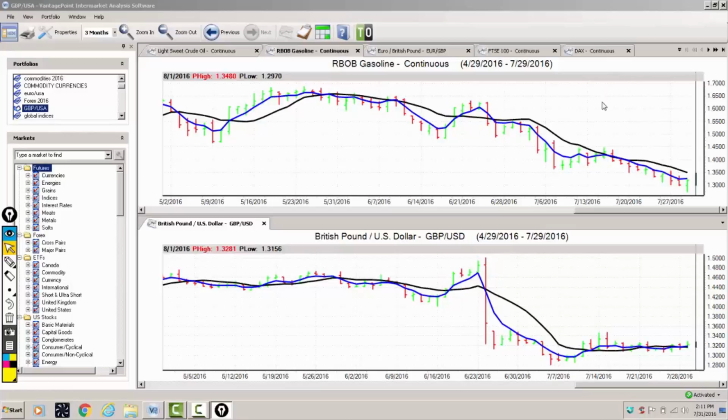Now, is the GDP number enough? Is it going to be enough to lift the British pound? In my respectful opinion, I don't think so. Not at this particular time.